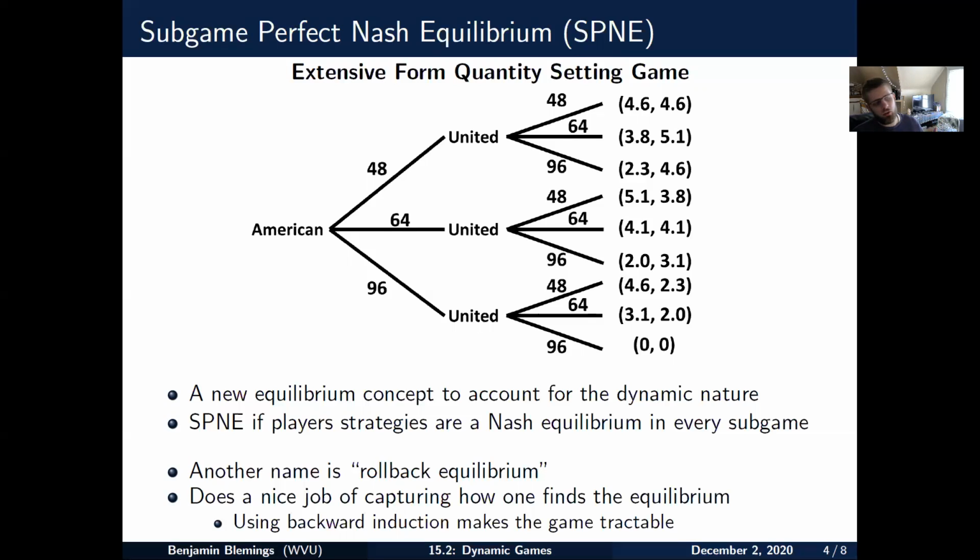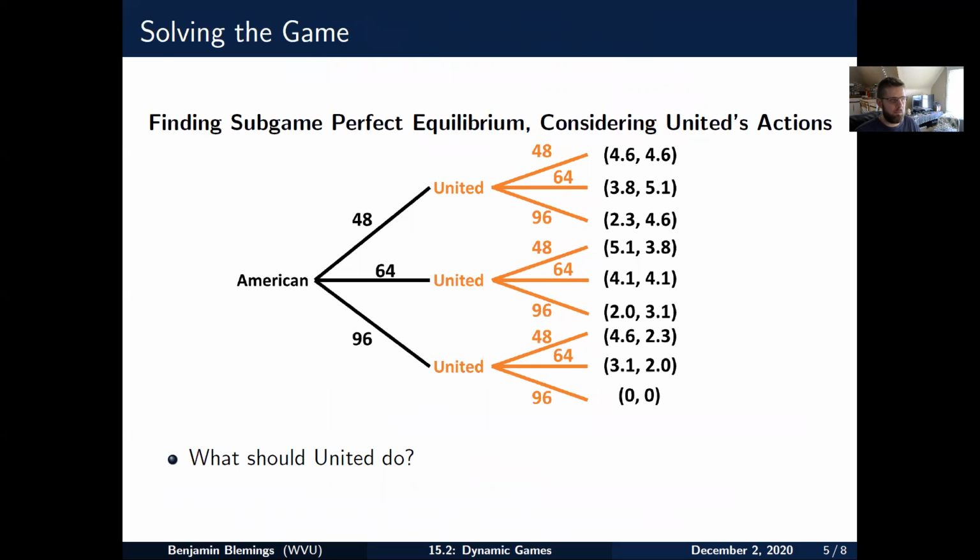Another name for this is the rollback equilibrium. So we're going to start at the end of the game and then roll it back to the first actor, American, because that is how we find the subgame perfect. And this does a nice job of capturing how we actually get here. And so in subgame perfect, we're going to start at the end of the game.